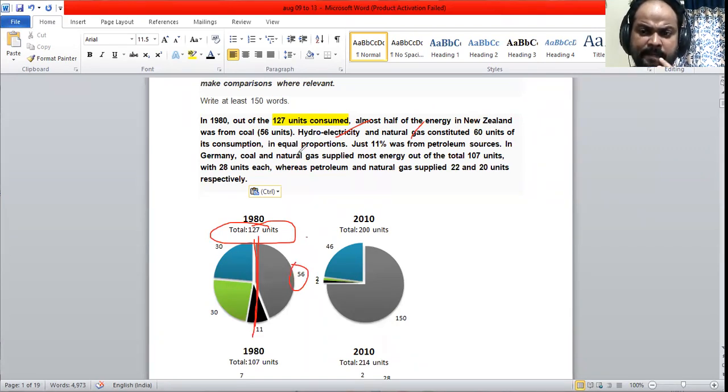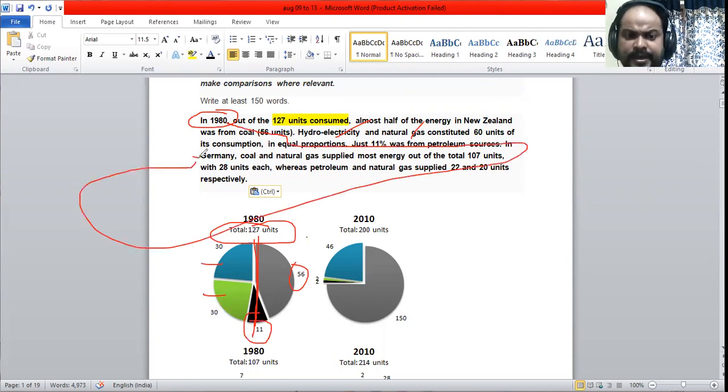So we can say these things in equal proportions, 60 in equal proportions. Just 11 was from petroleum sources. So I have compared in 1980. This is what happened in New Zealand, and this is what is going to happen in Germany too.